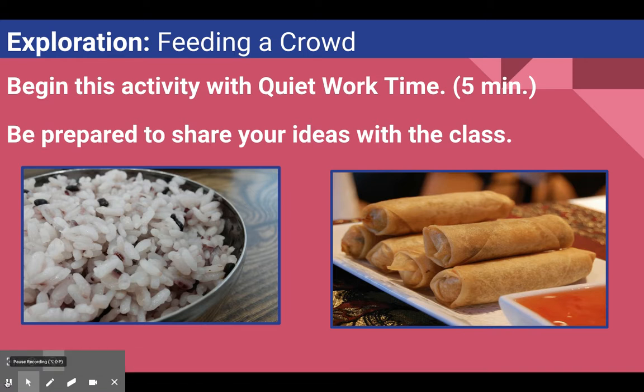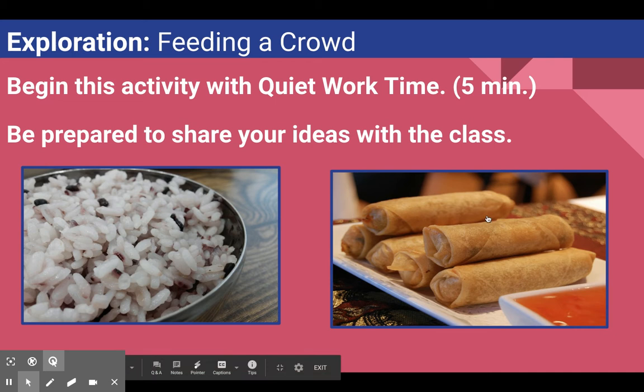So once again, at this point you should have your student companion open, and we're going to scroll to the second page where the title says Exploration: Feeding a Crowd. There are only two questions that you are responsible for answering: number one and number two, and also completing the table. We're going to pause this video for about 5 minutes so that everybody has a chance to complete the exploration portion of this activity. Once that 5 minutes is up, we're going to regroup as a class and share together.